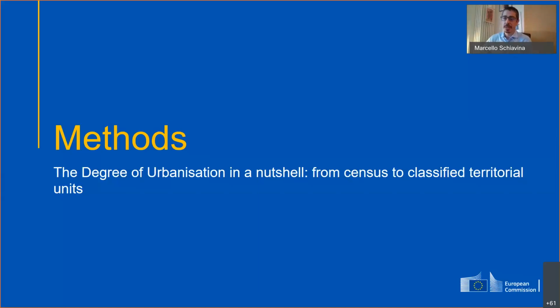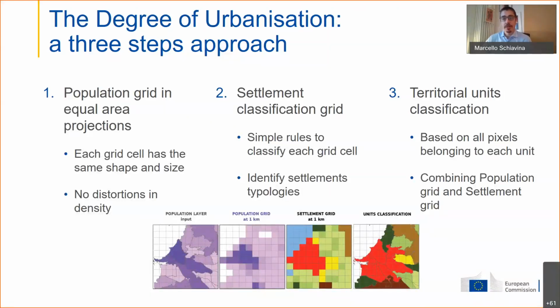Okay, we saw some details of the population threshold from the previous presentation, but how is the degree of urbanization computed? The degree of urbanization is basically composed of two main stages, settlement and administrative units classification, plus a preliminary stage to produce a population grid, for a total of 3 steps.